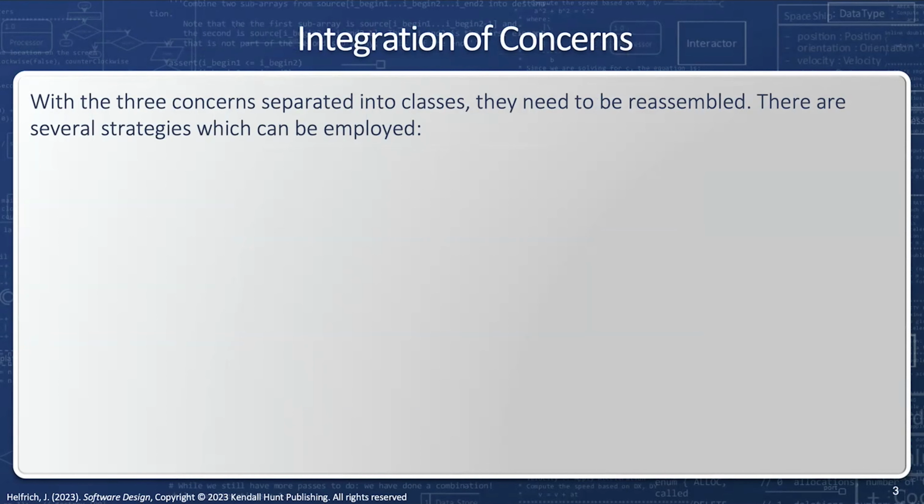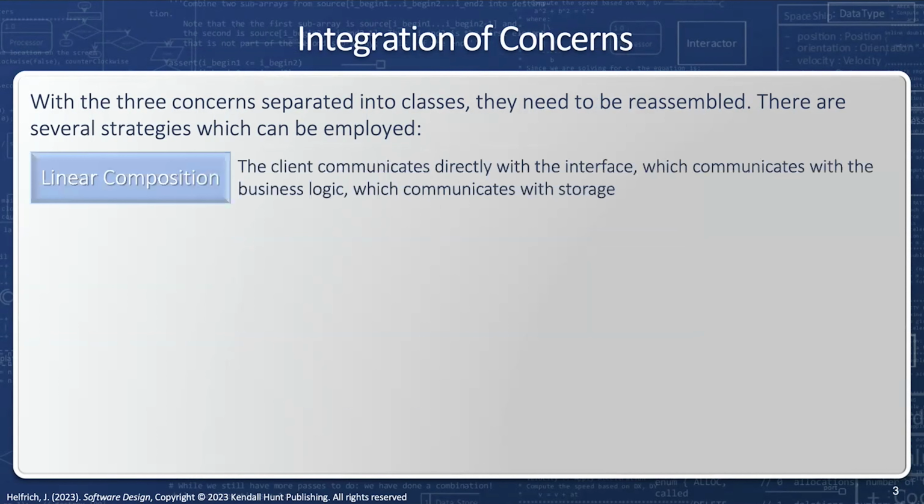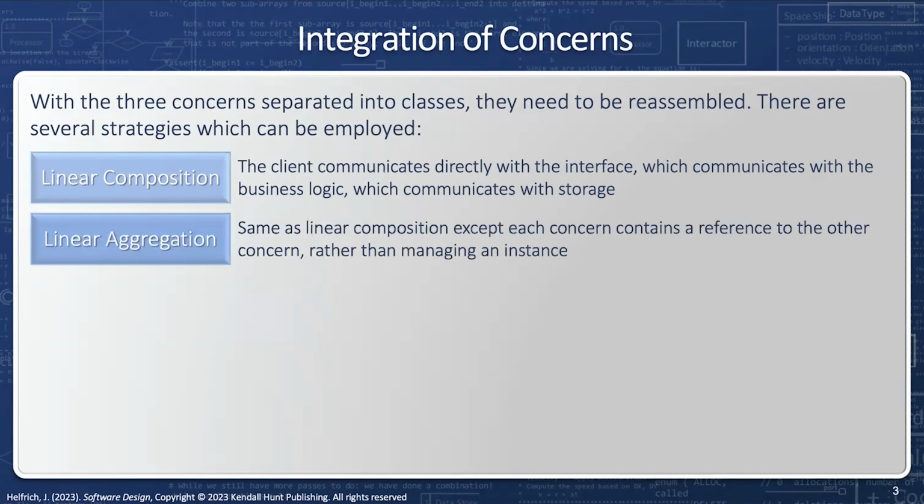With the three concerns separate in the classes, how can they be reassembled? And we have several different options. The easiest and perhaps the most intuitive is linear composition. In other words, when I instantiate an interface, I automatically get a business logic, which then automatically gets a storage. And these are all connected through composition. The next one is linear aggregation. This is the same as linear composition, except the interface does not instantiate an object, but rather links to it. And this makes it easier to reuse the business logic and reuse the storage for multiple interfaces.